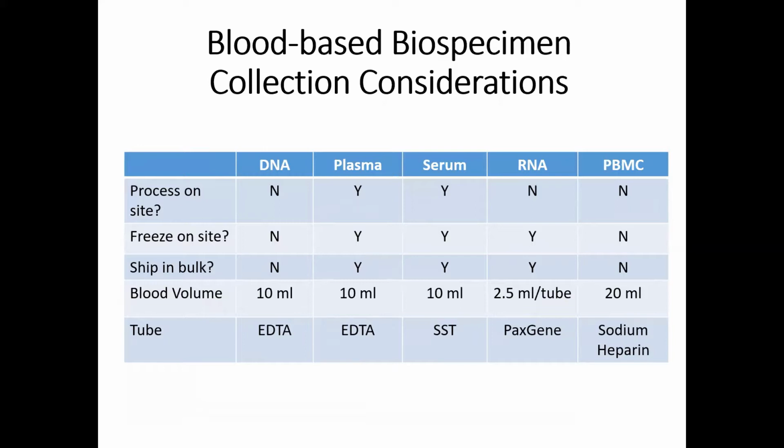Plasma, serum, and RNA could be shipped in bulk. PBMCs and DNA need to be shipped on the same day, typically, that they're collected. And the blood volume, if you were to collect all of these samples, would be a little over 50 mils. And you can see in the very last row the type of tube that would be used to collect the different kinds of specimens.